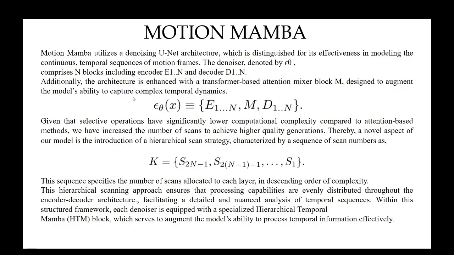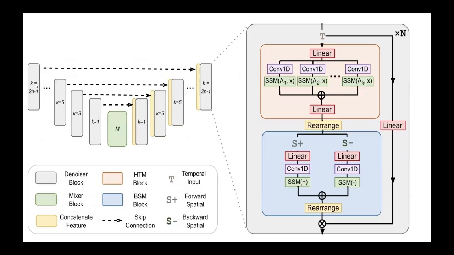So as you can see here, we are using k equal to 2n minus 1 scans for the encoder E1, and for the next encoder E2 we will use 2n minus 3 scans, and we will go on until the En encoder, where we will use only 1 scan.